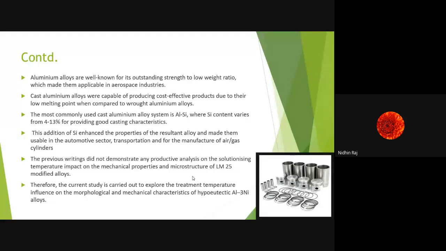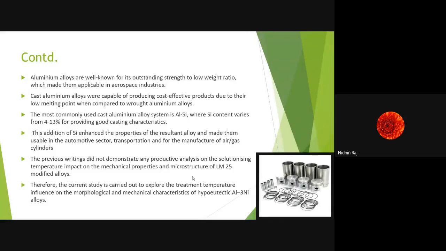Now, the previous writings on this aluminum, magnesium, silicon, nickel hypoeutectic combination did not tell us anything about the solutionizing temperature. Solutionizing temperature was not a factor that was studied on this LM25, that is A356 alloy. That is why this study focused on developing the alloy A356 with 3% nickel, and studying the different microstructural characteristics, hardness, tensile strength, ductility, impact strength, etc. All these properties were additionally studied.